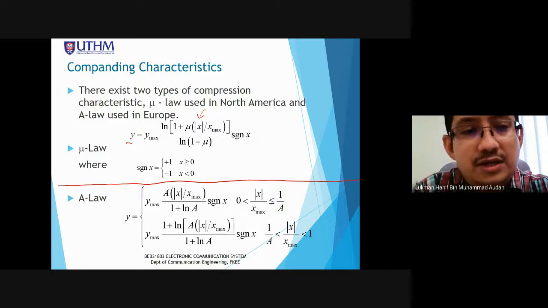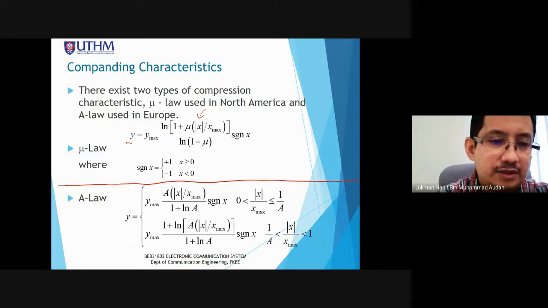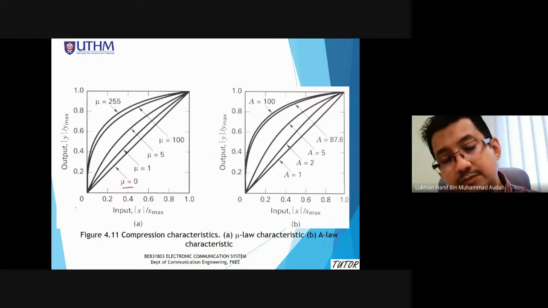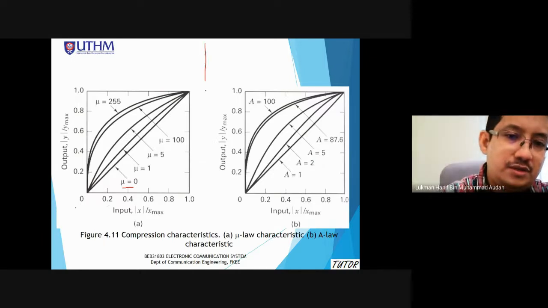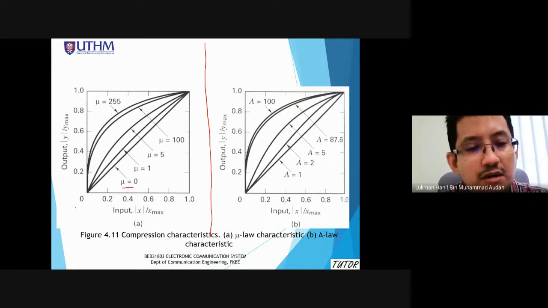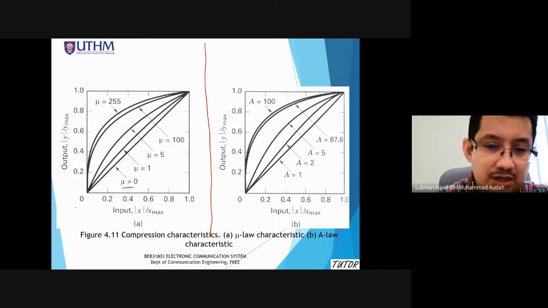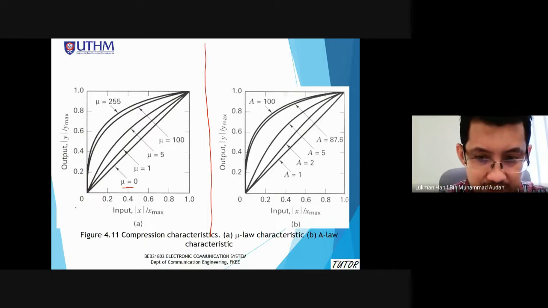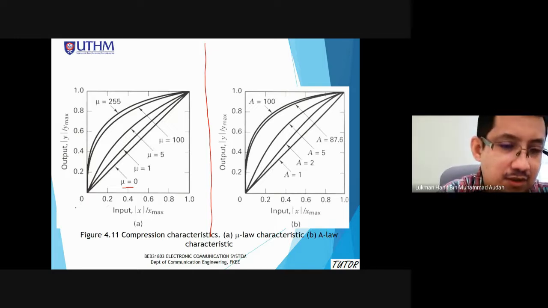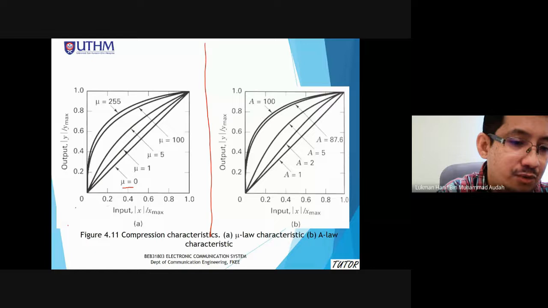So kalau you lihat di sini, kita perlu lihat dalam konteks gambar yang ini. So persamaan ini sebenarnya menghasilkan graf yang ini. Okay, and if you see these two graphs, di sebelah kiri adalah mu law companding dan yang sebelah kanan B adalah A law. Okay, kita ambil contoh yang sebelah kiri dulu.